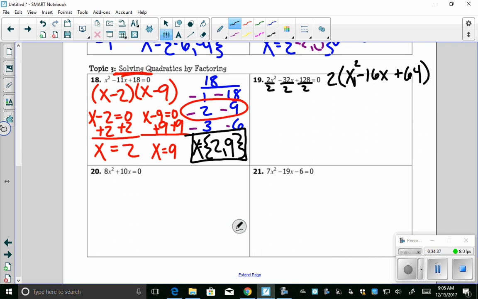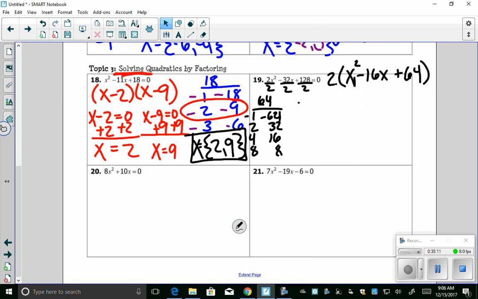So factors of 64 that will add to give me negative 16. 1 and 64, 2 and 32, 4 and 16, 8 and 8. There again, my last number is positive, and my middle number is negative, so they're all going to have opposite signs. Well, the factors I add to give me negative 16 are these two.